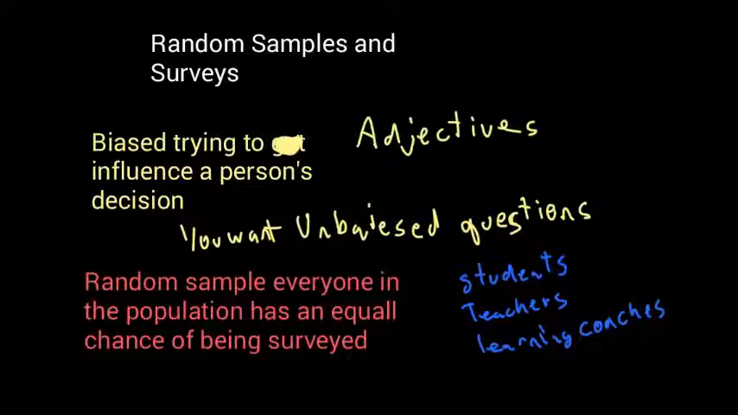Alright, and I want to make one more clarification on the biased. So we want to be unbiased. We don't want any adjectives in the question, and also to be fair, we don't want any assumptions. We don't want to assume anything about the person we're asking the question. So we don't want to assume they like something or don't like something. We just want to ask questions that are unbiased, being that they are just asking a simple question, not trying to get a particular answer.